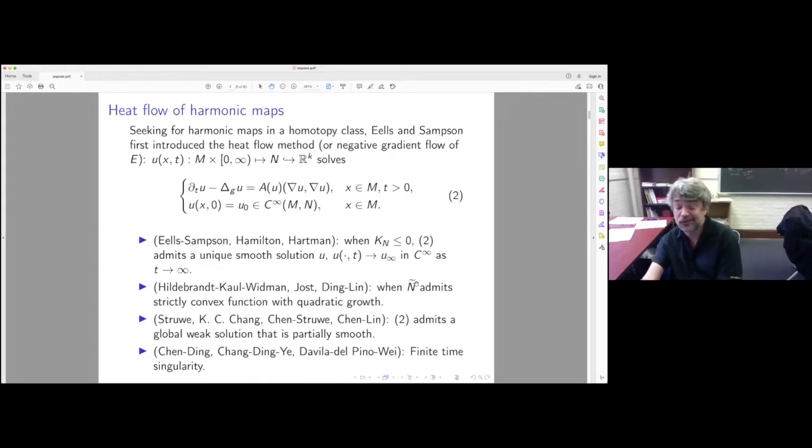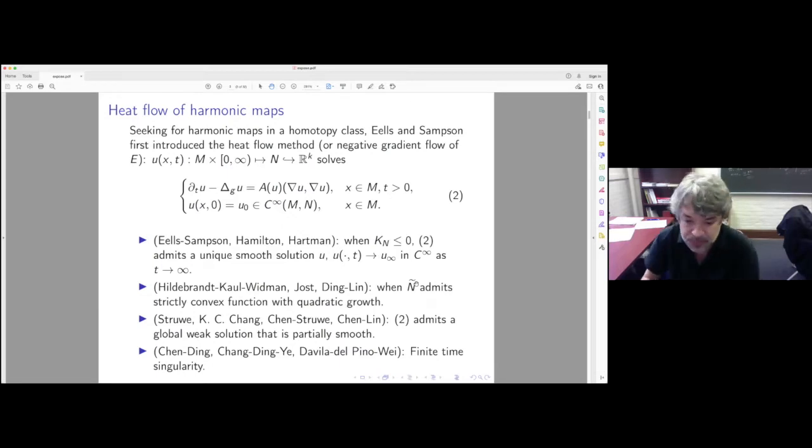So then actually, when the target is a sphere, of course you are not in this situation. And what happens is that you can construct a global weak solution, which is only partially smooth in the sense that it is C infinity outside of a closed set, or outside of a singular set in space and in time.